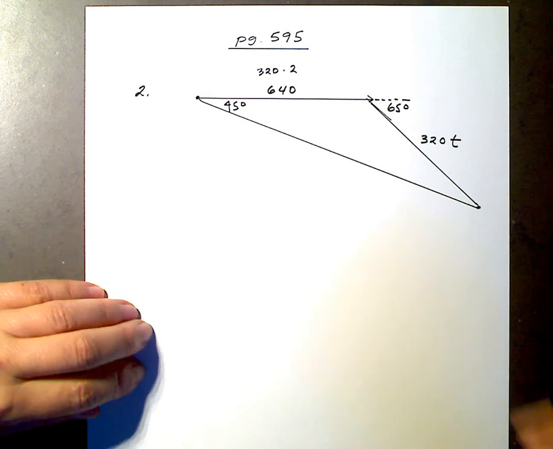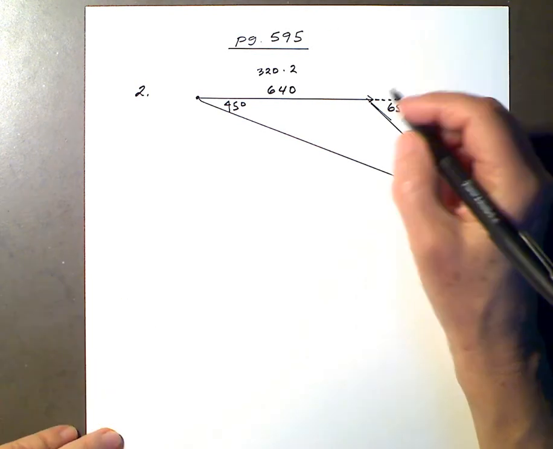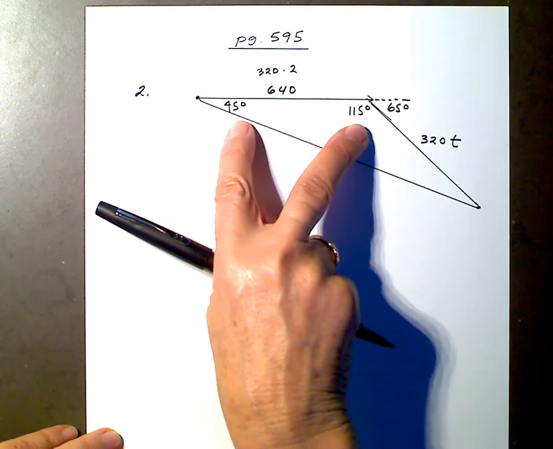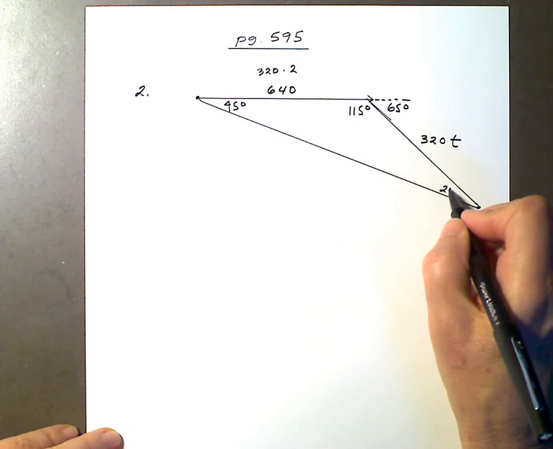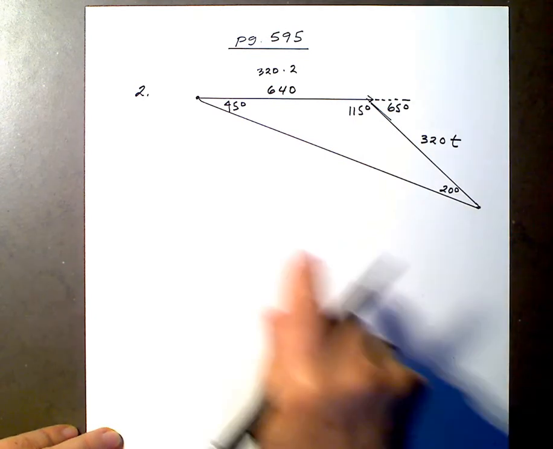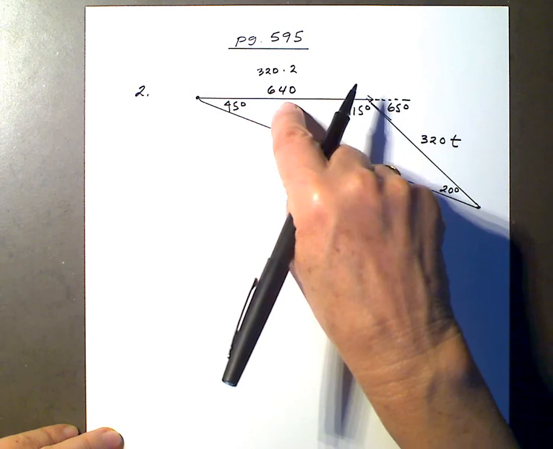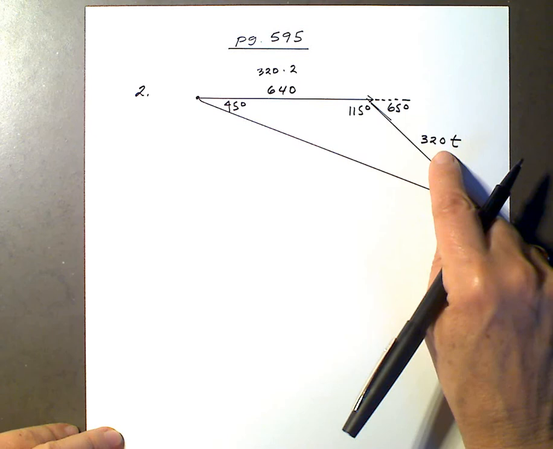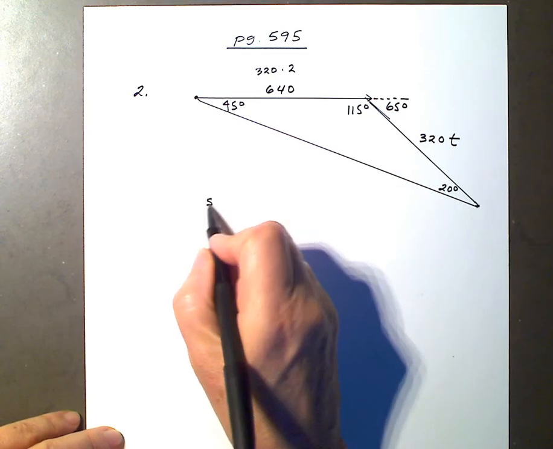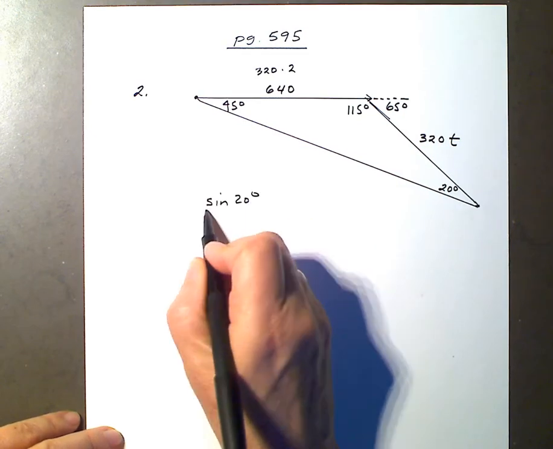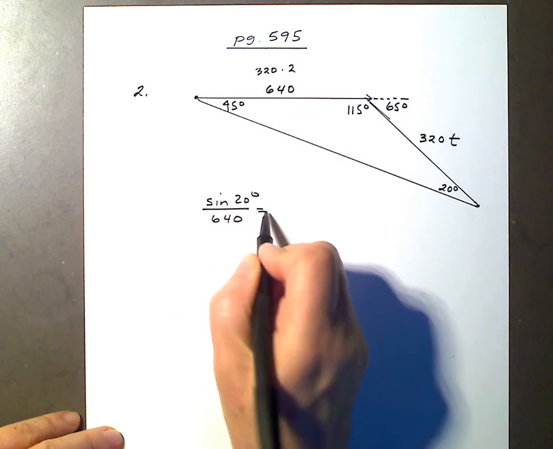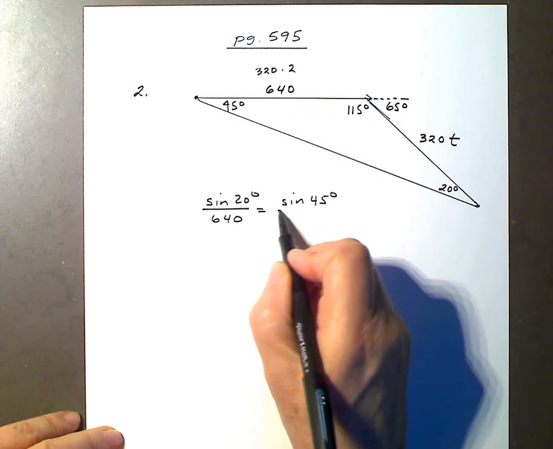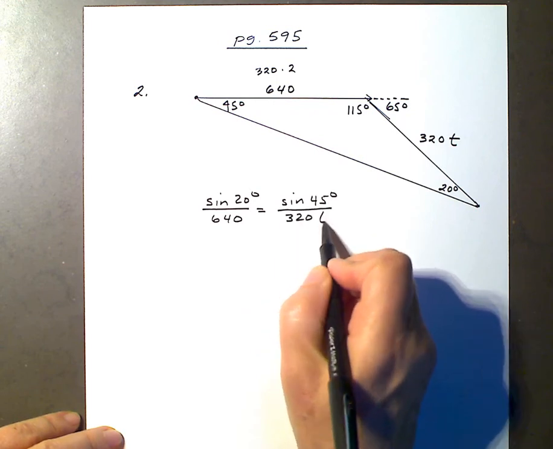If this is a 65-degree angle, then this is its supplement, or 115 degrees. These two then add to 160 degrees, so this angle down here is 20 degrees. So now I have a 20-degree angle opposite a known side, and I can use the law of sines on the 45-degree angle opposite this side. So I can say that the sine of 20 degrees is to 640, as the sine of 45 degrees is to 320 times t, rate times time.